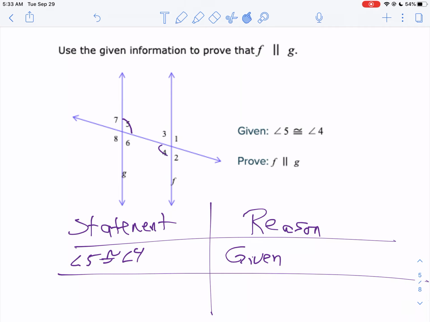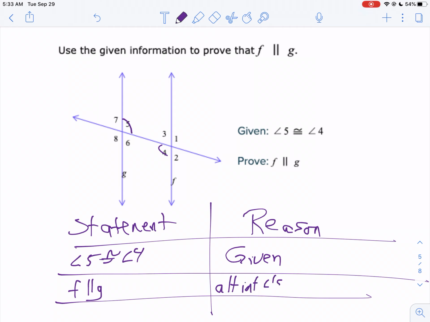Now, when we look at angle 5 and angle 4, notice they're alternate interior angles. Oh, we're done with the proof. Since the alternate interior angles are equal, that makes the lines parallel. It's a two-step proof. F is parallel to G. Why? If the alternate interior angles are congruent, that tells me the lines are parallel.